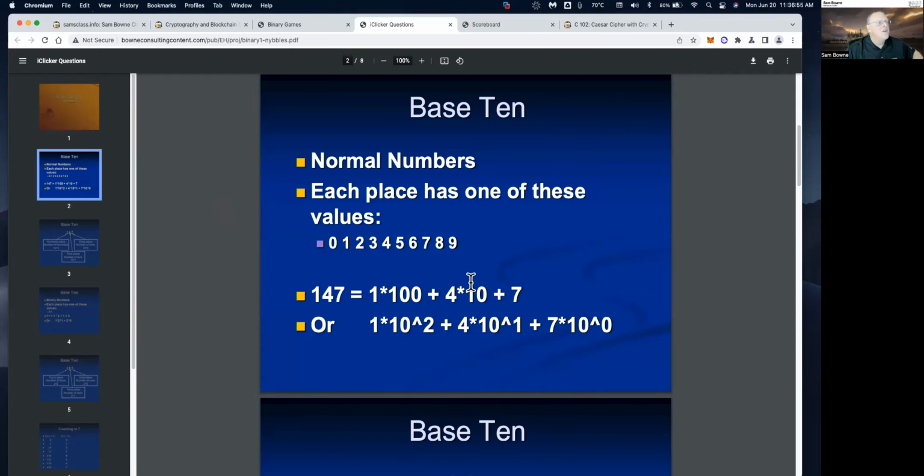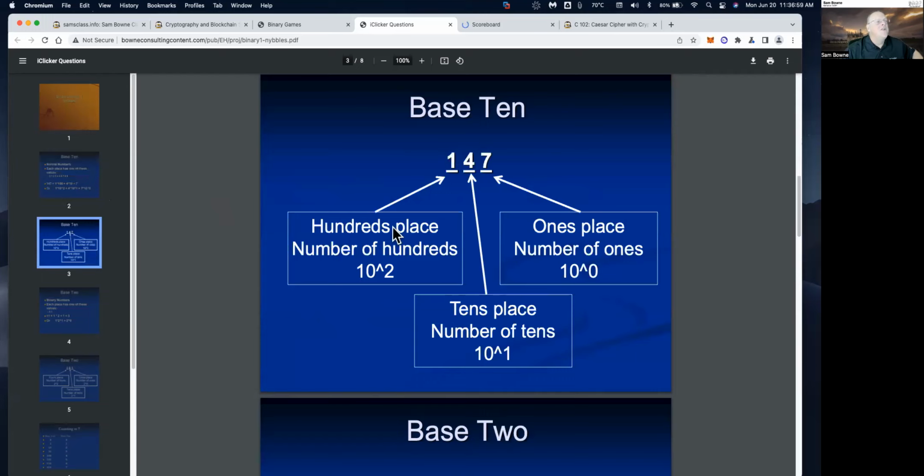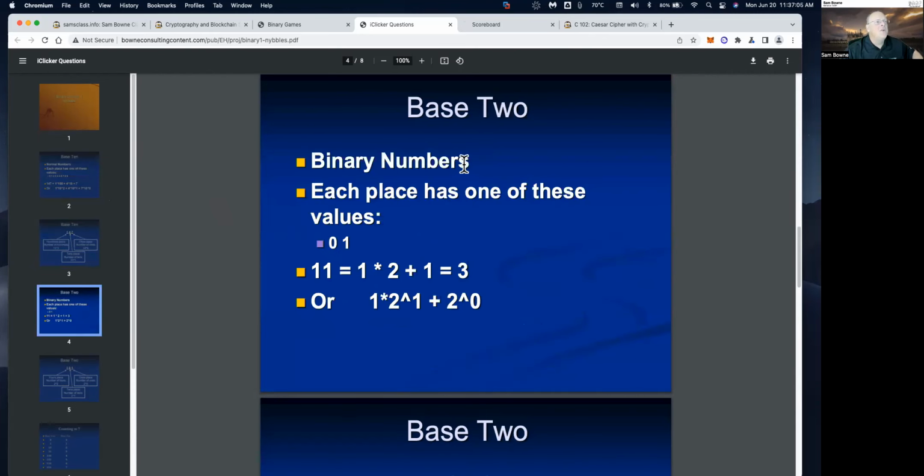Anyway, so this is how base 10 works. And base 2, so here's base 10. You have the hundreds place, the tens place, and the ones place, and we're all used to that. So base 2 is the same thing. You only have 2 symbols, 0 and 1. So if you write 1, 1, this is the number of 2s, and this is the number of 1s. 1 times 2 to the 1 plus 2 to the 0.